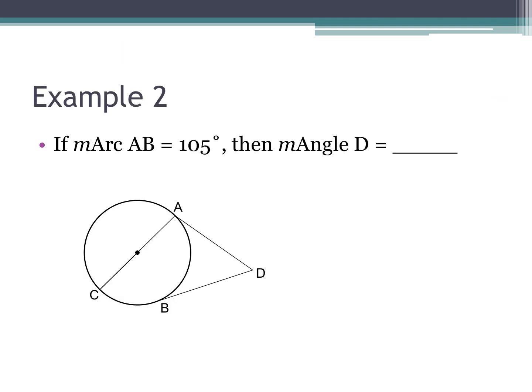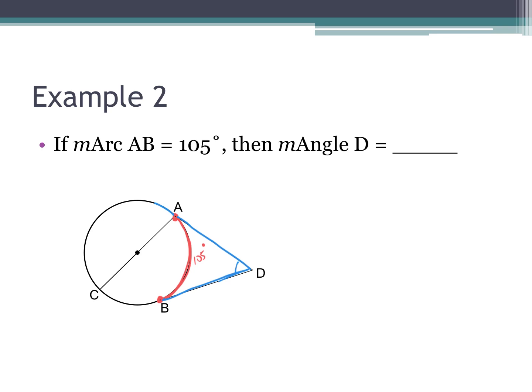Okay, so now we're here at this one, and it's asking us if the measure of arc AB is 105 degrees, then the measure of angle D equals what? So let's just figure out here what arc AB is. So AB is here, right? So from here to here, this is 105 degrees. Okay, well, then we've got the rest of it, right? Notice that this is what we're talking about here. Here is our thing, angle D.